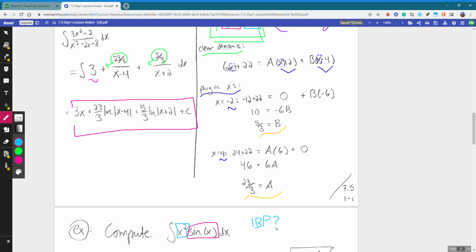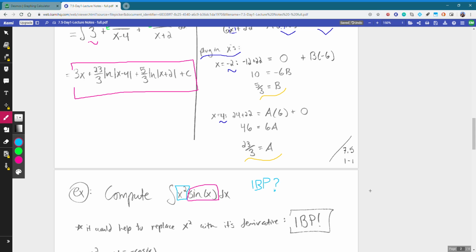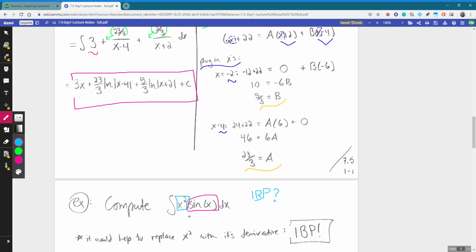Let's think about when that's useful. We want to have a piece that would be helpful to replace with its derivative, and another piece to replace with its antiderivative. And here, the x squared is what's going to be nice to replace with its derivative. That's because the exponent drops. Sine, differentiate or anti-differentiate, not going to change too much. We'll have some trig function. And so with that in mind, let's see where we can get with integration by parts.